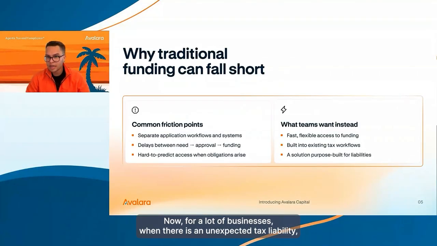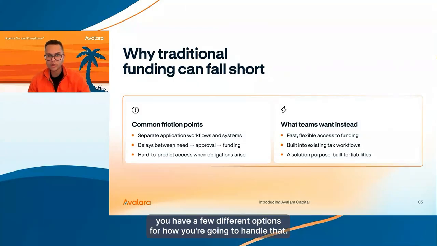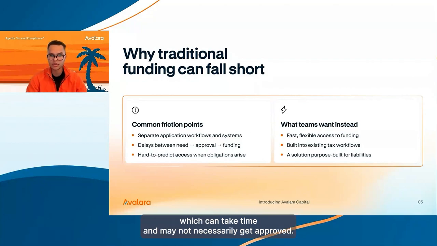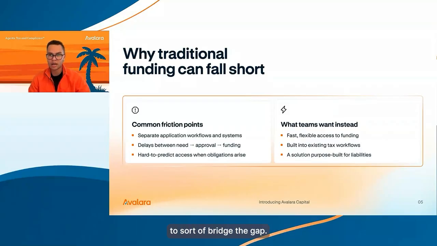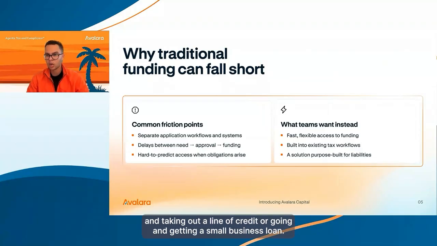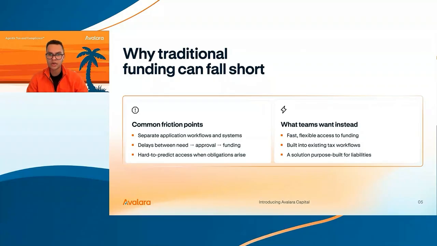Now, for a lot of businesses, when there is an unexpected tax liability, you have a few different options for how you're going to handle that. You can work with the relevant jurisdiction on a payment plan, which can take time and may not necessarily get approved. And we see a lot of businesses also look to traditional sources of capital to bridge the gap. And that might be working with a business banker and taking out a line of credit or getting a small business loan.